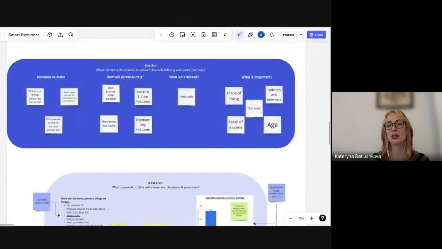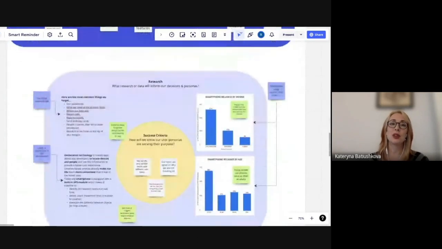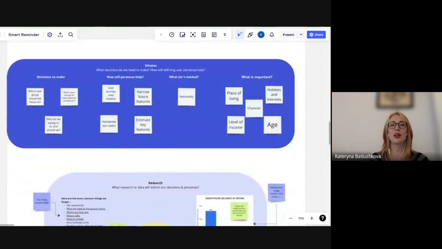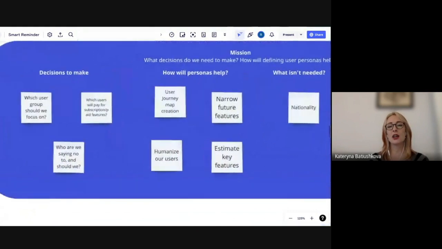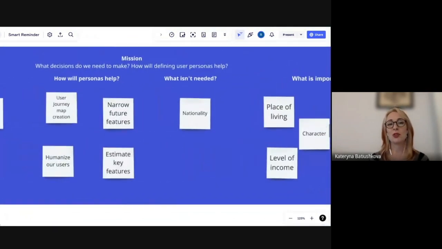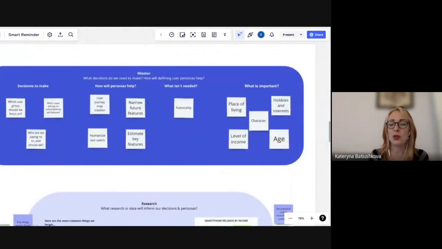We sat together and brainstormed, and now I will share with you our research. First, we define the purpose. It consists of two blocks, mission and research. And to be clear with the mission, we should set our goals. For example, they are to define the key features, to confirm the concept, and to define user groups we should focus on. To establish these goals, we should understand how the persona will help, what we need, and what is important.